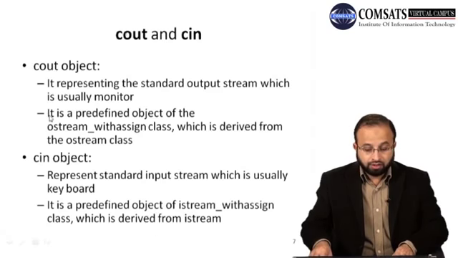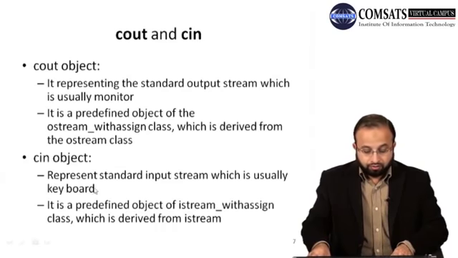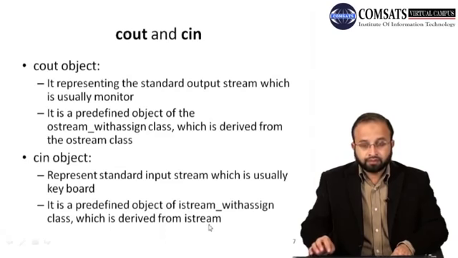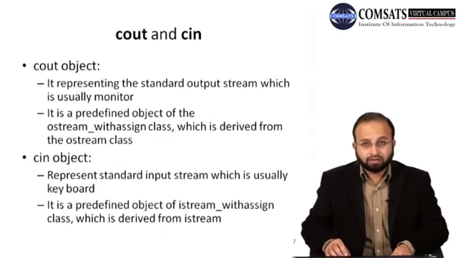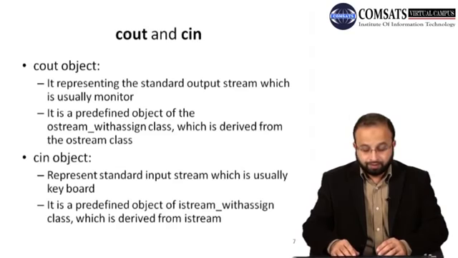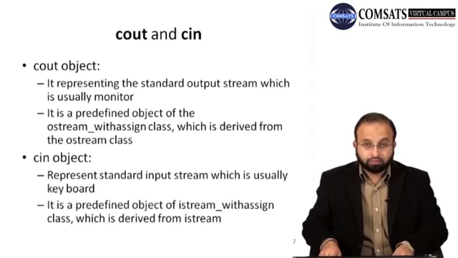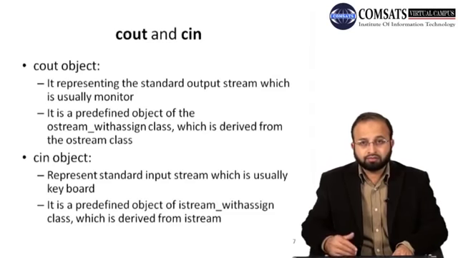Similarly, cout is also a predefined object. It is not possible to make another object of the ostream or istream class. So it is a predefined object of the istream_withassign class, which is derived from the istream. So cin is an object of the istream class. We can say cin is an object of the istream class because for cin, istream is a grandparent class, right? So cin is an object of the istream_withassign class, and that is derived from the istream class. So an object of a derived class can also be considered as an object of a parent class.